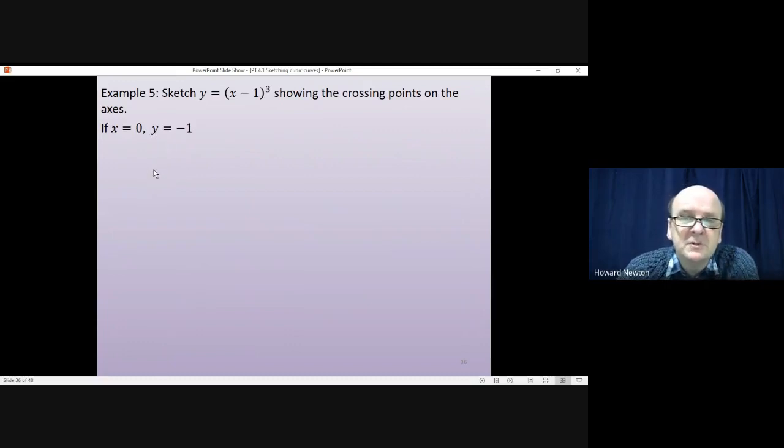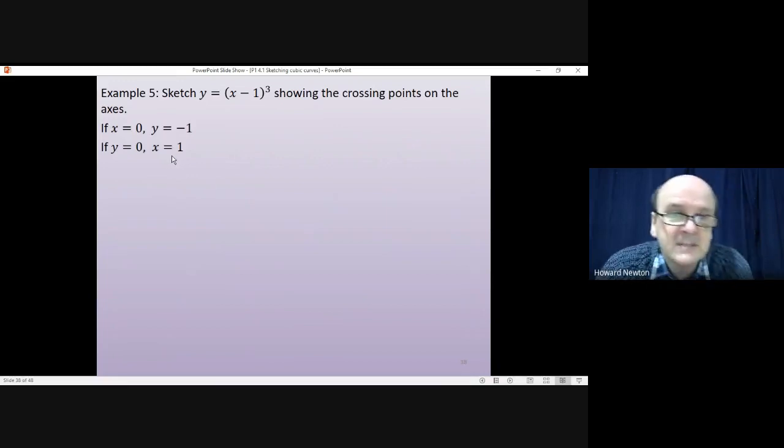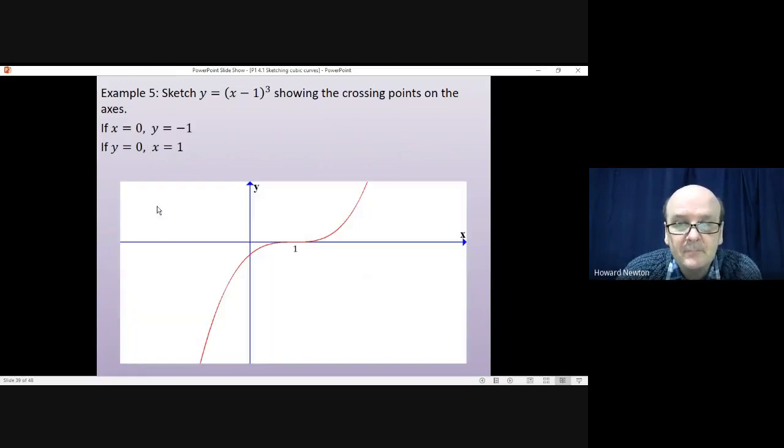To find the crossing point on the x-axis, we say what happens if y equals 0. That means x minus 1 equals 0, and that only has one solution, which is where x equals 1. So only one crossing point on the x-axis, only one crossing point on the y-axis. So crossing point here at minus 1 on the y-axis, crossing point here at plus 1 on the x-axis.